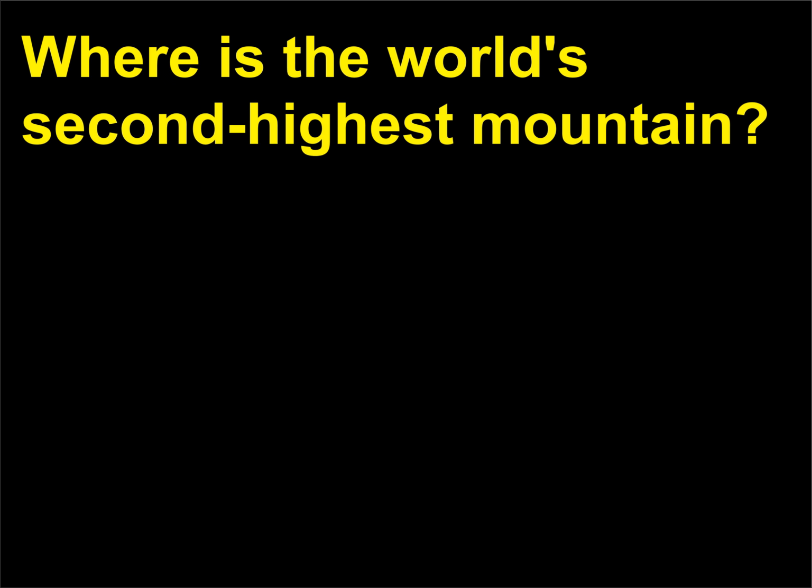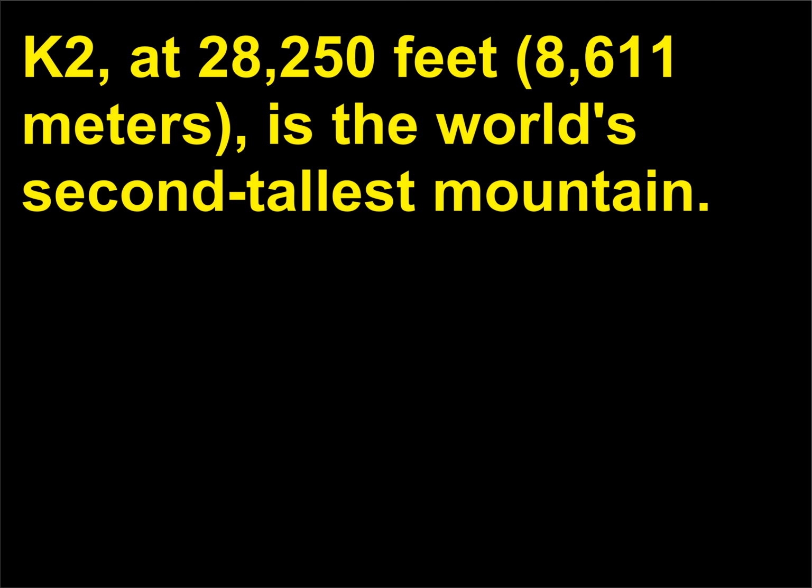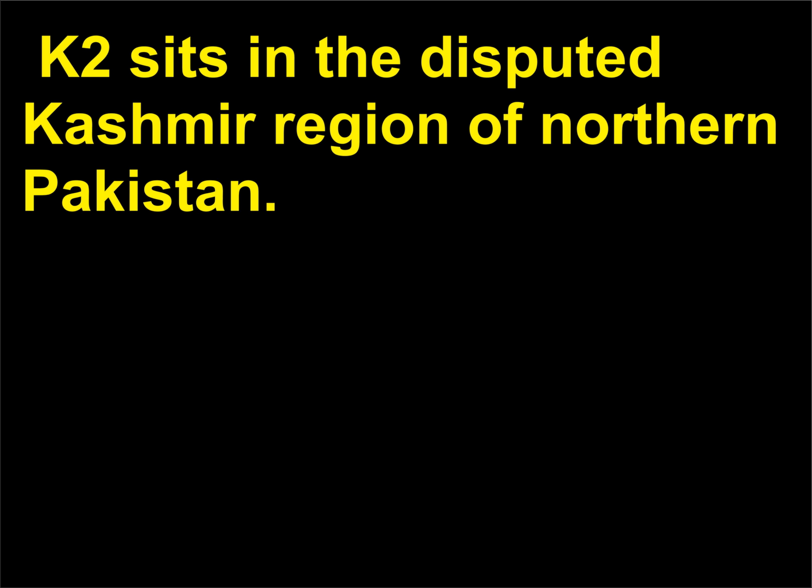Where is the world's second highest mountain? K2, at 28,250 feet, 8,611 meters, is the world's second tallest mountain. K2 sits in the disputed Kashmir region of northern Pakistan.